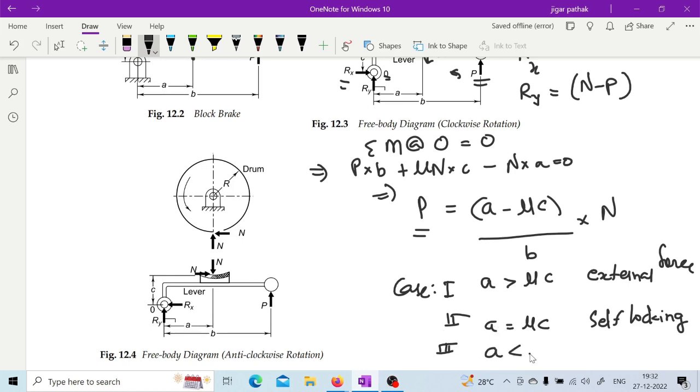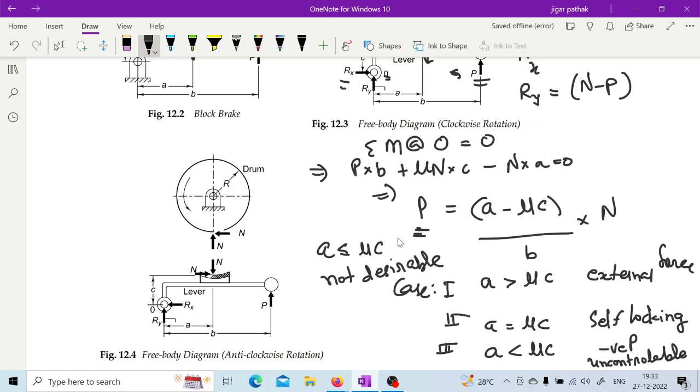Similarly, if A is less than mu C, then also you will have a negative P. So it is also an uncontrollable condition, because you have no control with the help of the external force applied on this particular block. So when A is less than or equal to mu C, it is not a desirable condition, because there is no role of the external force P in this braking operation. So this is how, for this simple short block brake, we have this condition for self-locking.